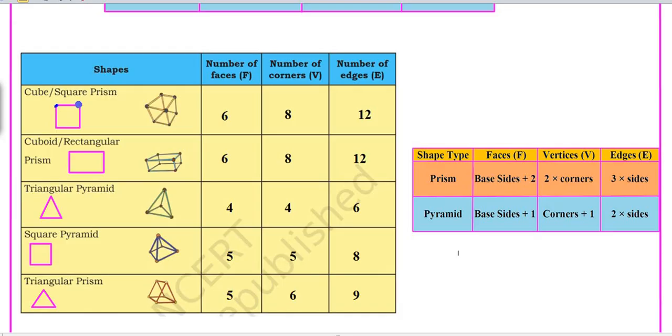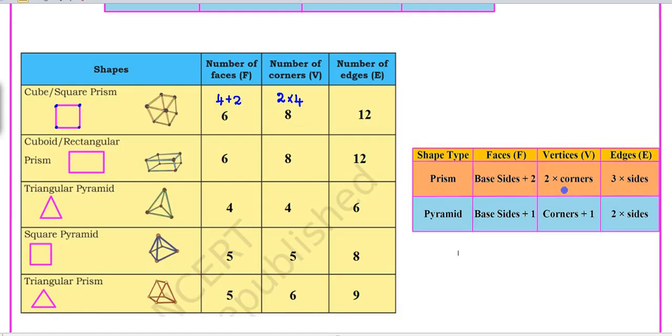Okay, 1, 2, 3, 4. So you'll be getting 2 into 4. Okay, you'll be getting here, so 2 into 4. 2 4s are 8 is the answer. And here we had base sides, number of sides. How many sides do we have? 4 sides plus 2. We got 6.